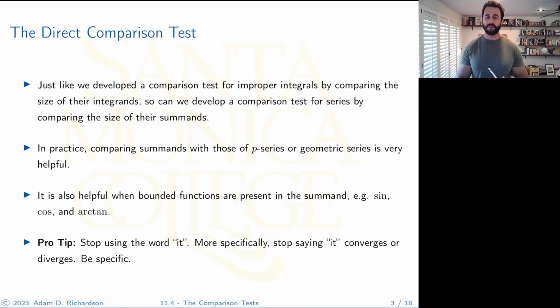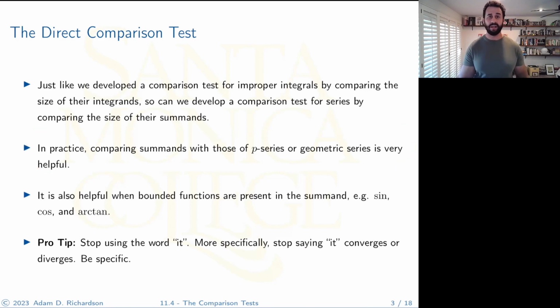Just like we developed a comparison test for improper integrals, you might remember from, I forget which section it was, we developed a comparison test for integrals, and the way that we did it was we compared the size of the integrands, the functions that we are integrating. Just like that, we can develop a comparison test for series by comparing the size of the summands. The summand is the sequence that you're adding up.